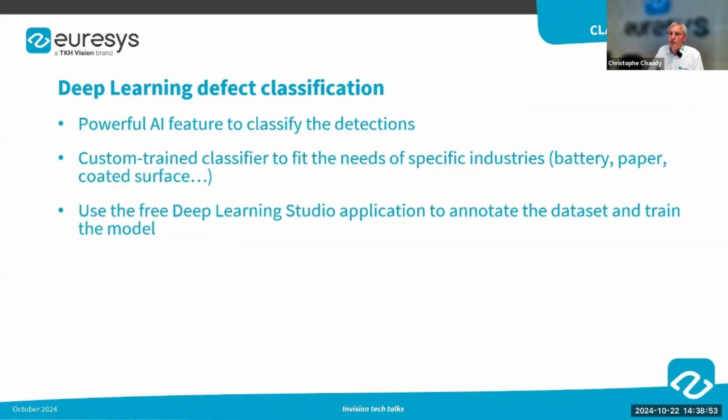So we think that the deep learning defect classification is a fairly powerful feature of EasySpotDetector because it allows you to have very informative information about your defect. But because it's not applied on the whole image, it can run fairly fast on really large images. Because it's custom trained, it fits the needs of specific industries. Depending on the use case, the customer could train a very specific classifier. And it uses the Deep Learning Studio application, which is free in Open eVision, to annotate and train the model.